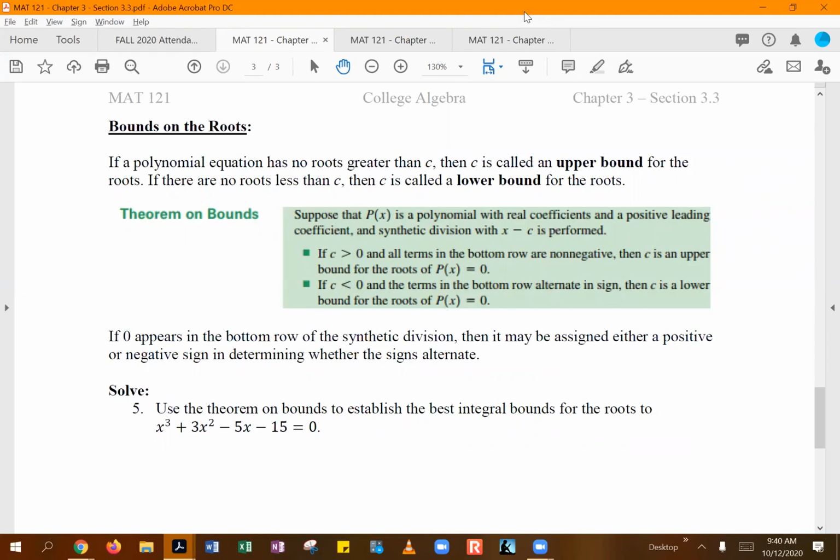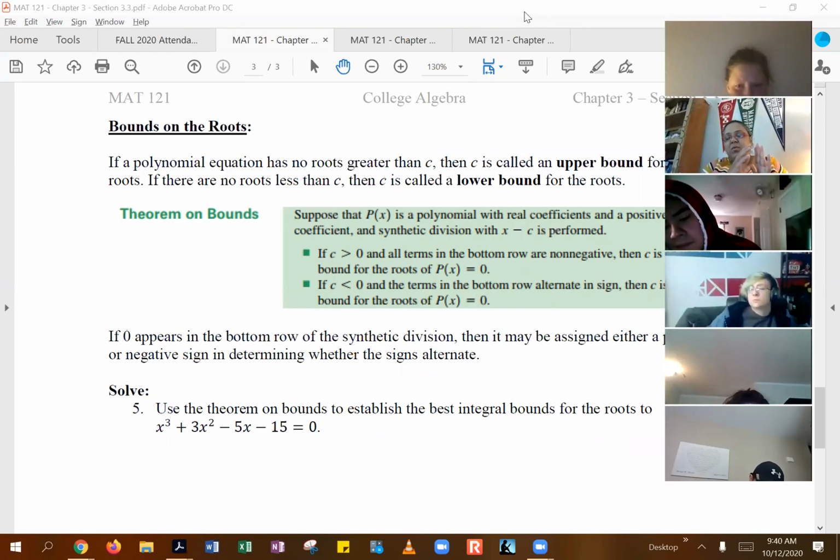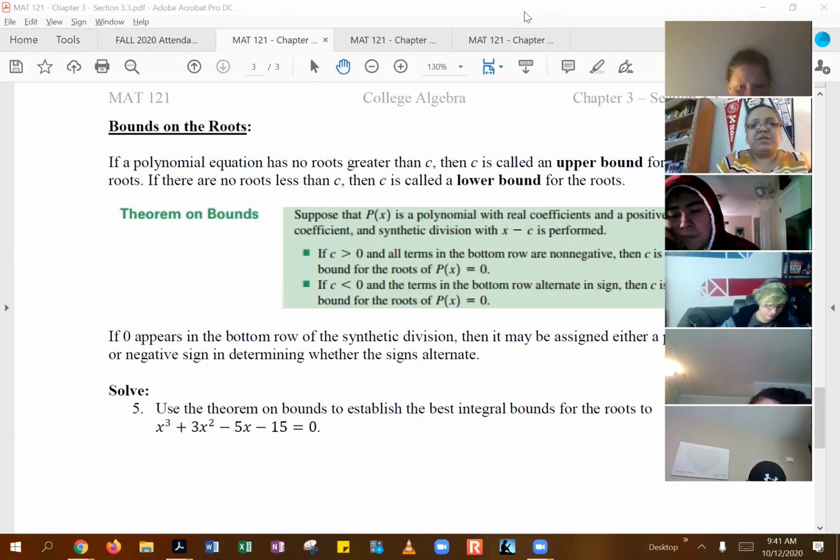Now let's get into this theorem on bounds. And theorem on bounds actually ties really well with our rational zero theorem, which is what we saw at the end of the last section, because it actually tells you what the lowest and the highest values should be on our solution. So if you have anything in your rational zero theorem, any numbers which fall outside of those bounds, you can basically discard them. So this actually helps you narrow down some of those options.